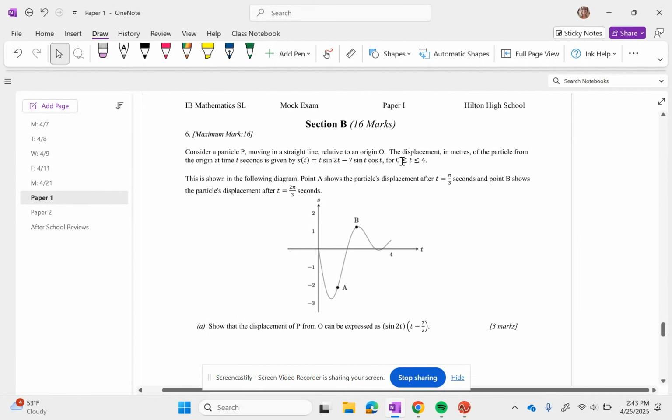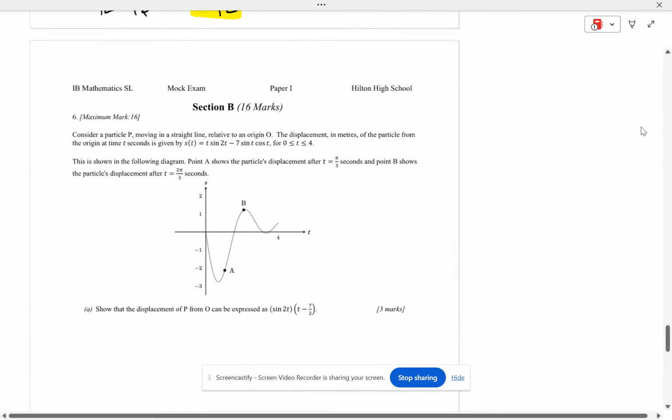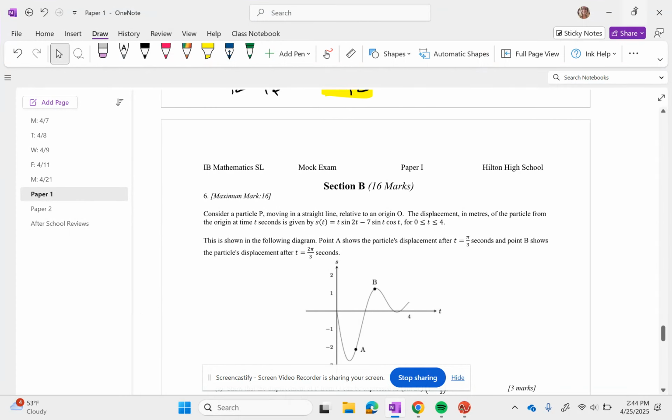Okay, so we are on question 6 on paper 1, okay? I see a yellow ball slowly rolling away in my field of vision.